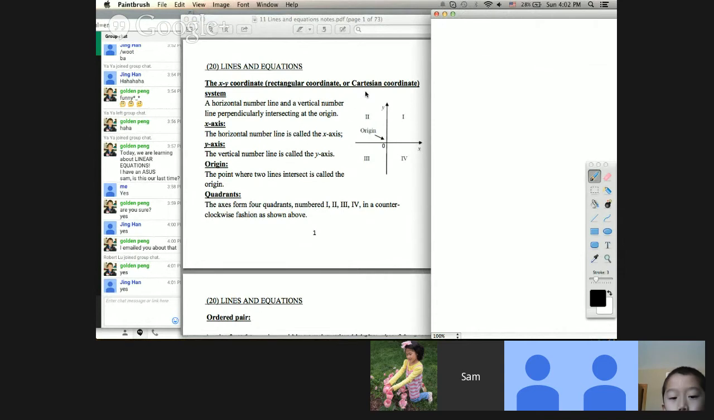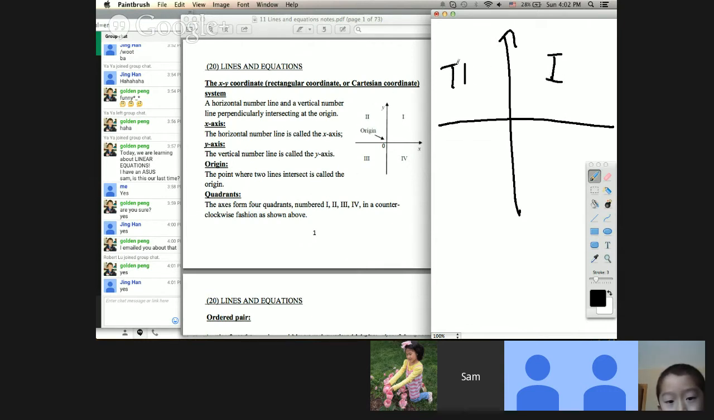It's also called the Cartesian coordinate system. It's just your regular graph, like everybody knows this graph. It's got two lines perpendicular. There are four parts, four quadrants to this. This is quadrant one. It goes this way, counterclockwise. This is quadrant two. This is quadrant three. And then this is the last quadrant, quadrant four.